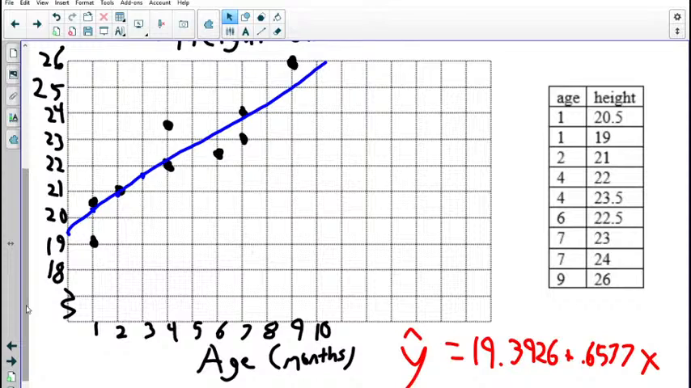Next, we're going to interpret the slope and the y-intercept in the context of the problem.